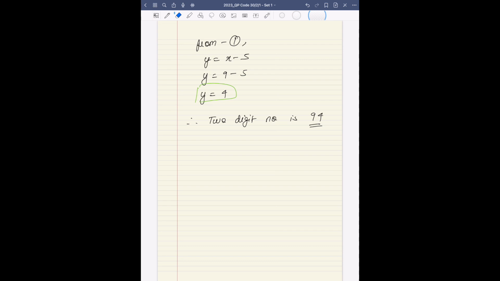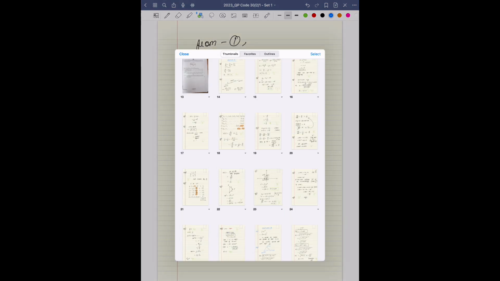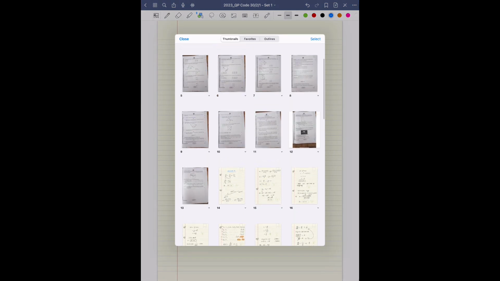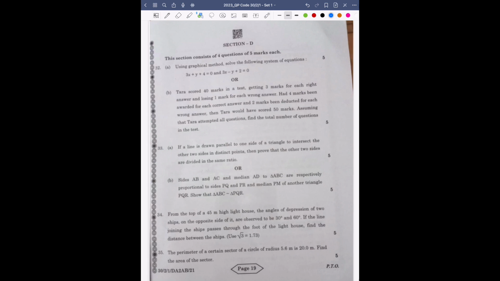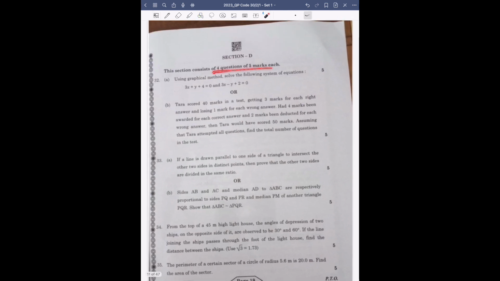Okay, let's start with section D. So let me put the heading on top. Section D. Okay, let me show you what the questions are first in section D. So this contains 4 questions of 5 marks. This section consists of 4 questions of 5 marks each, right?